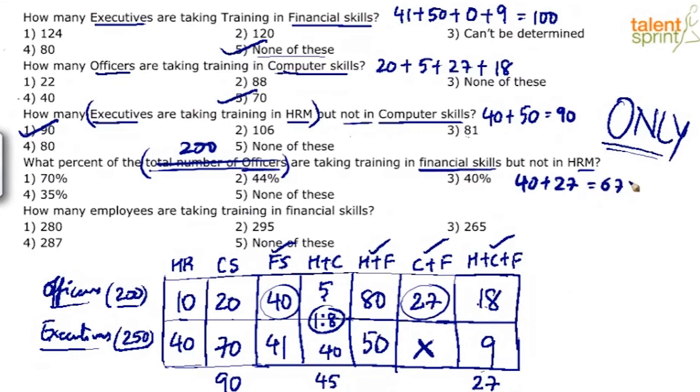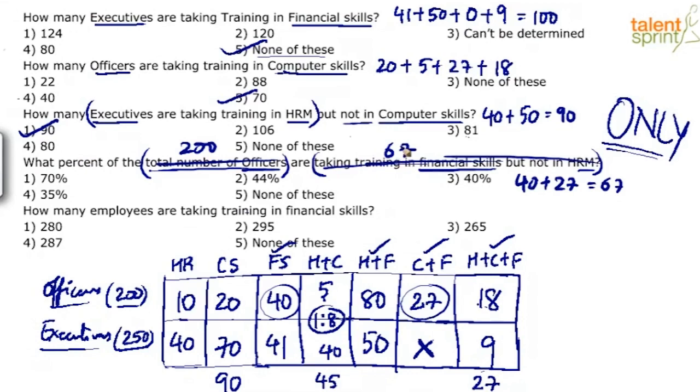So now the question becomes, what percent of 200 is 67? X is what percent of y? X by y. What is x here? 67. What percent of y is x, are you able to follow? X by y, in 200. Remember, instead of giving x is what percent of y, he has given what percent of y is x.